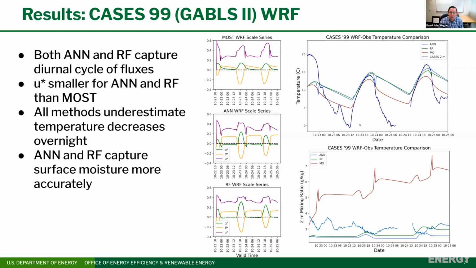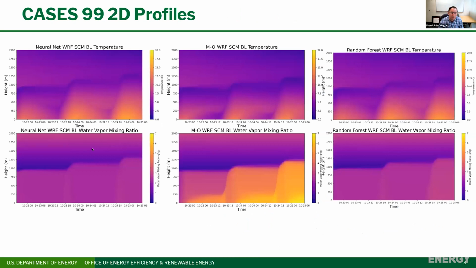We also have some examples showing the boundary layer temperature and mixing ratio. So you can see the evolution of the boundary layer during the day. We captured the diurnal cycle pretty well. Monin-Obukhov has a much moister boundary layer compared with the other ones, which tend to be more static. But otherwise, I think they're all doing pretty well.